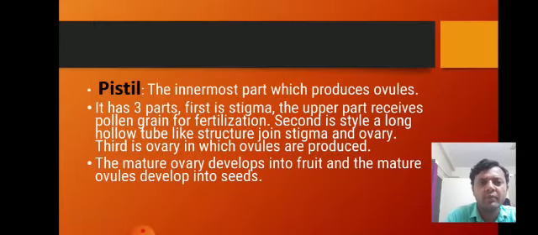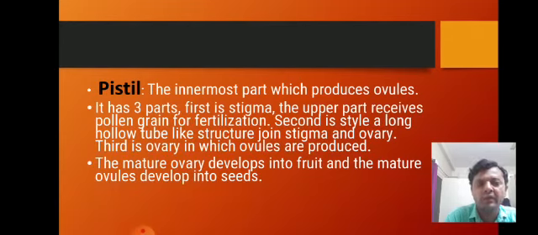Pistil, the innermost part which produces ovules, has three parts. First is stigma. The upper part receives pollen grains. See what is the function of stigma. Look at it carefully. The upper part receives pollen grains for fertilization. Then second is style, a long hollow tube-like structure that joins stigma and ovary. And third is ovary itself, in which ovules are produced.